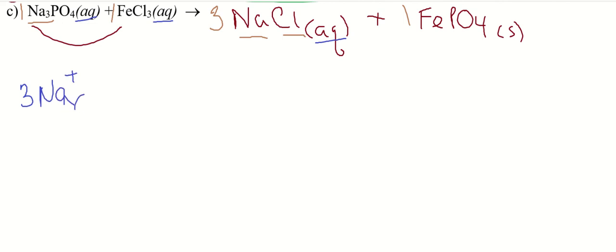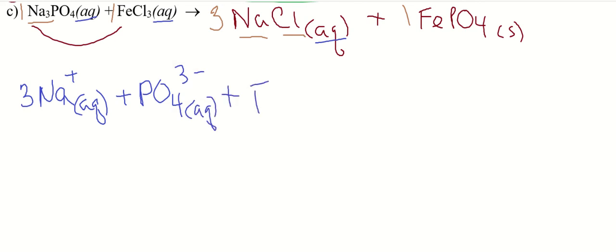Sodium has a 1 positive charge. Write AQ. Plus phosphate, PO4 with a 3 negative charge, AQ. Plus iron, in this case, is a 3 positive. We determined that from the reverse crisscrossing. All AQ, all dissolved in water. All right, bring that quantity up to the front.